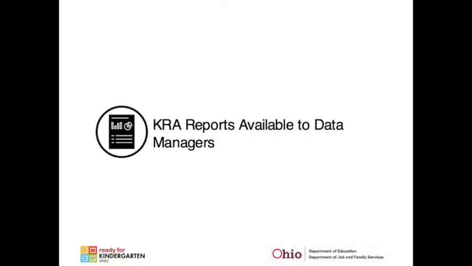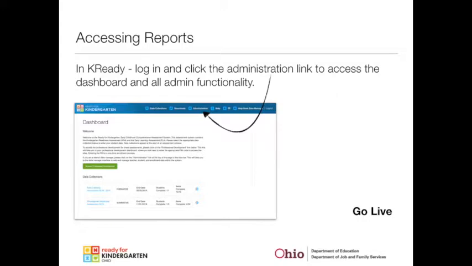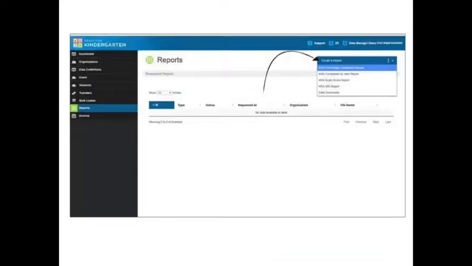When you want to access the reports as a data manager, you will log in and click on the administration link on the top of your dashboard. That's where you access all of your admin functions. Then on that page, you're going to click on reports, which is on the left side of the bar, and there's a drop-down menu. Once you get to that drop-down menu, you're going to see an array of reports there for you.